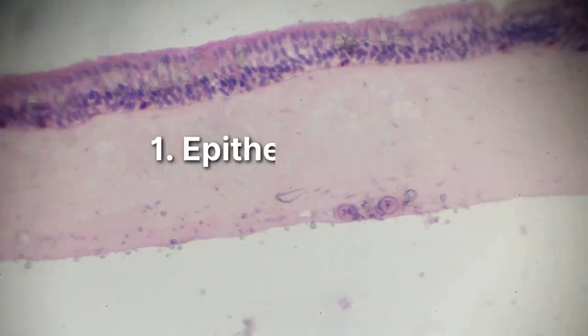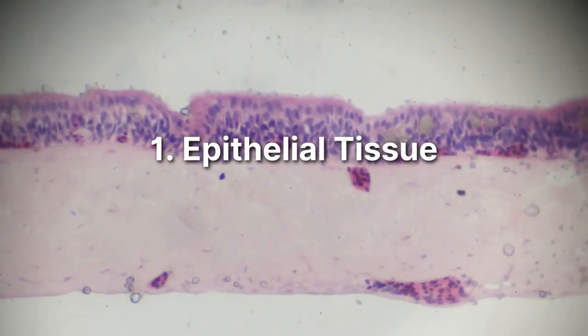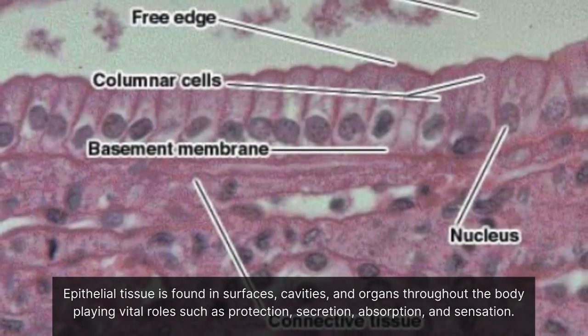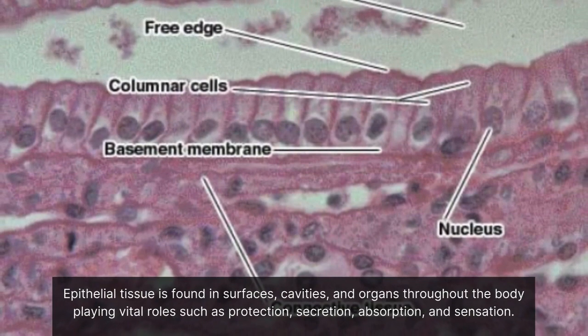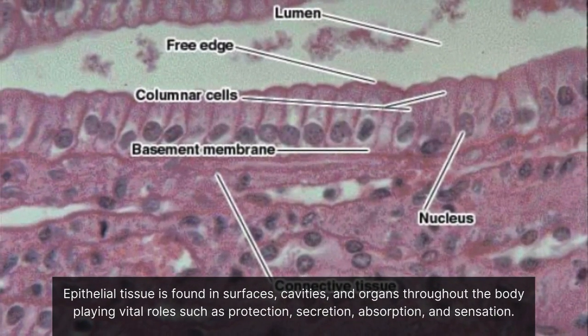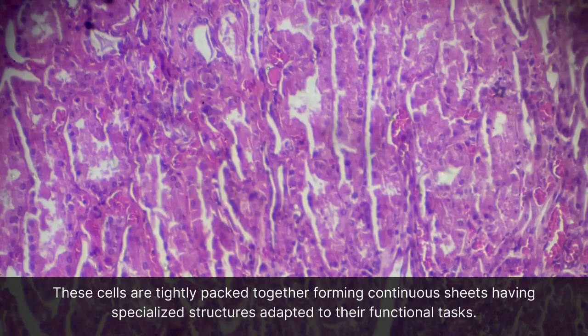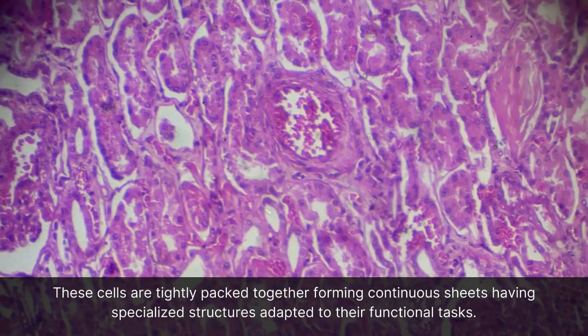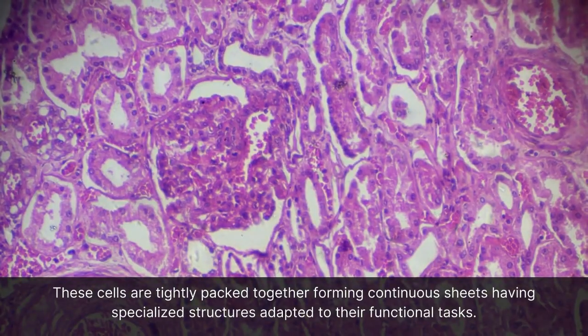Number one, epithelium tissue. Epithelium tissue is found in surfaces, cavities, and organs throughout the body, playing vital roles such as protection, secretion, absorption, and sensation. These cells are tightly packed together, forming continuous sheets, having specialized structures adapted to their task.